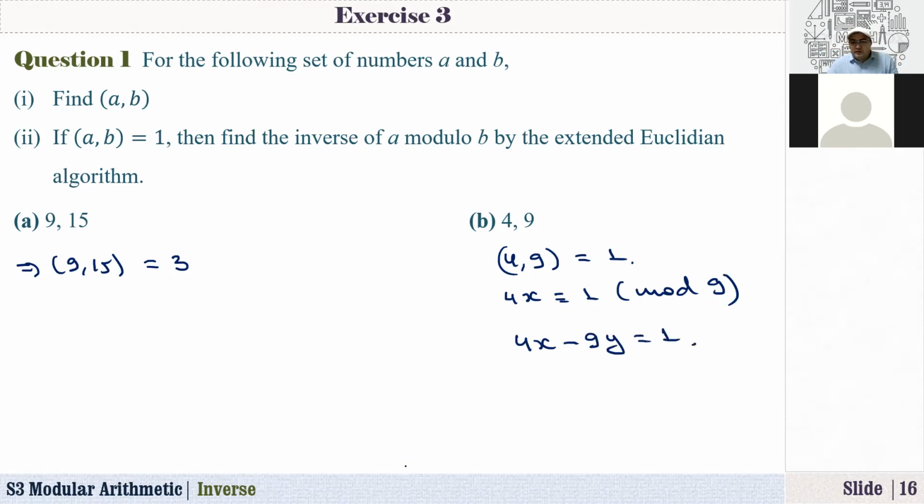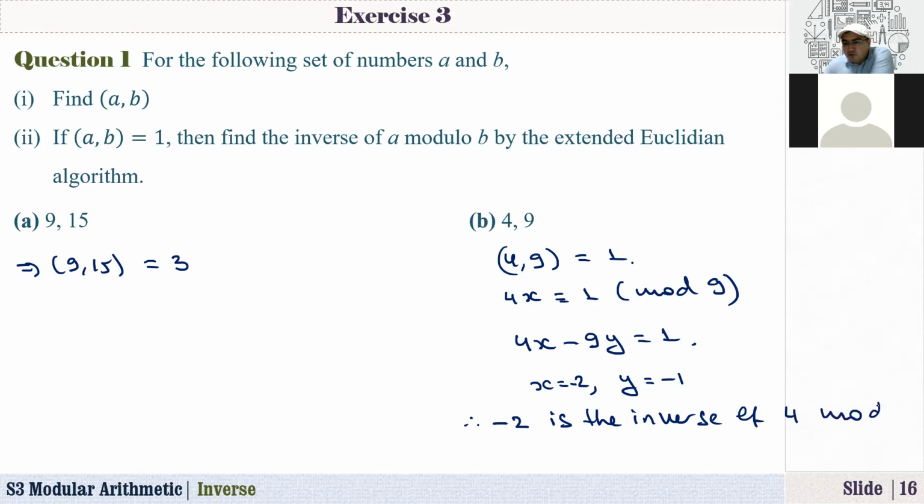But I guess by trial, I think we can get this. What is x here? So x is equal to negative 2 and y is equal to negative 1. So negative 8 plus 9 is equal to 1. So now here, negative 2 is the inverse of 4 modulo 9.